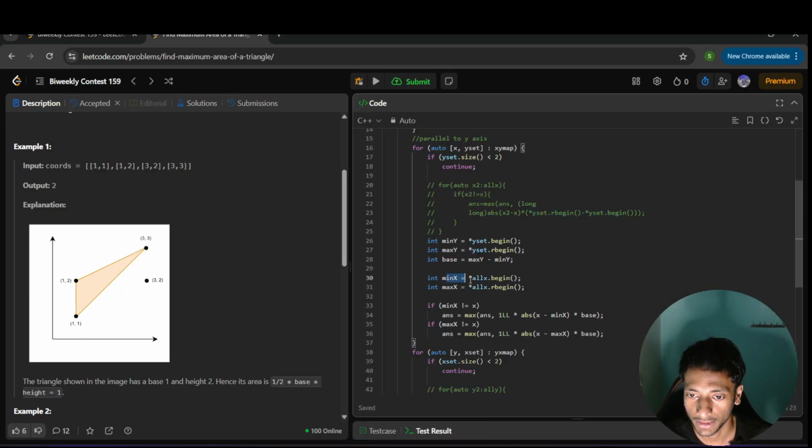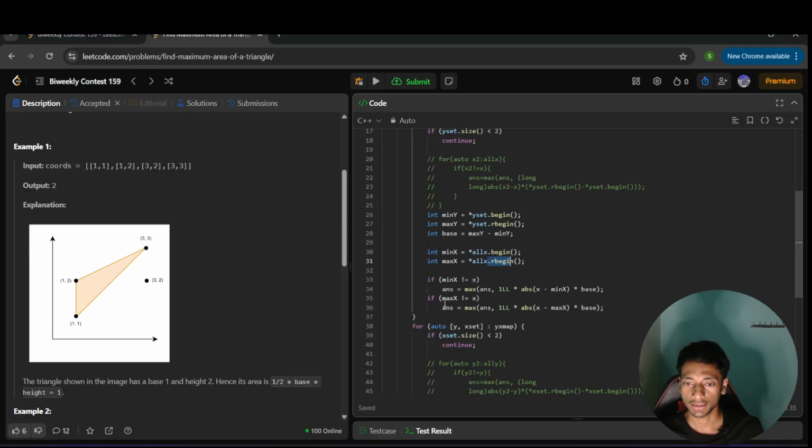One is min x that we get from the begin, and the max x that is the rightmost, from rbegin. If min x is not equal to x, that means we will get some height. So now calculate the area. What will be the area? Absolute value of x minus min x, into base. I am not multiplying by half, because ultimately we have to return the maximum area into 2. So we do not need to do the multiplication with 1 by 2. Got it?